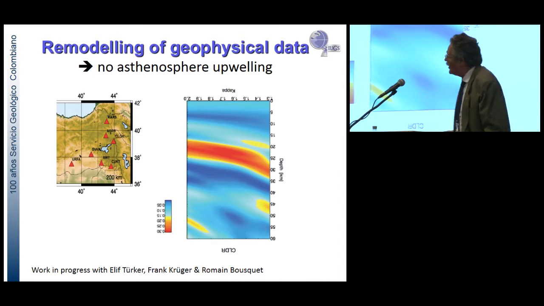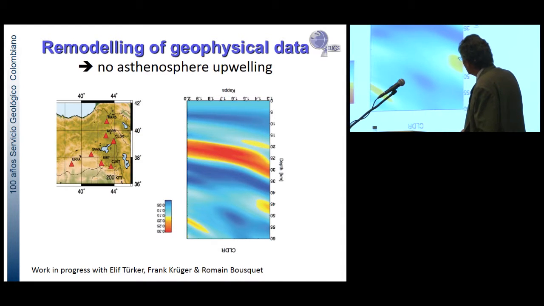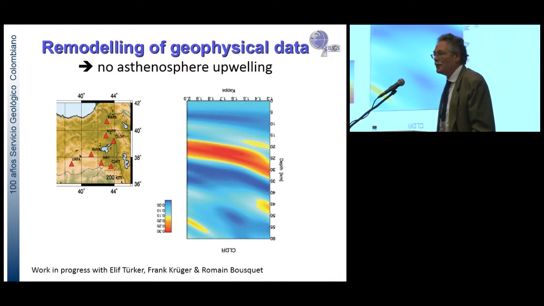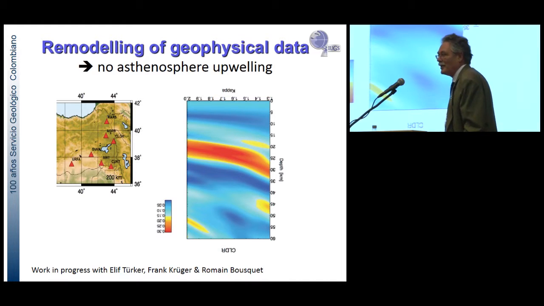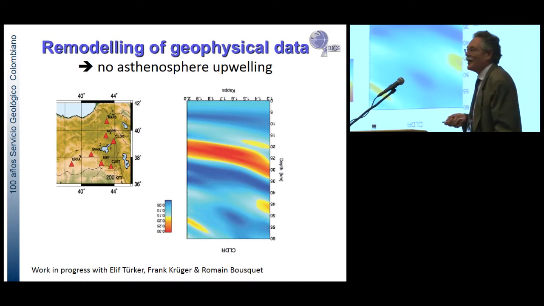Then I finally convinced a colleague of mine, a geophysicist, to use the same data that were used by the original geophysicists and to do a different type of migration with a much higher resolution. This is preliminary work and it's not very well done. The student, for example, made it the wrong way around, so I had to turn it upside down to have depth here.